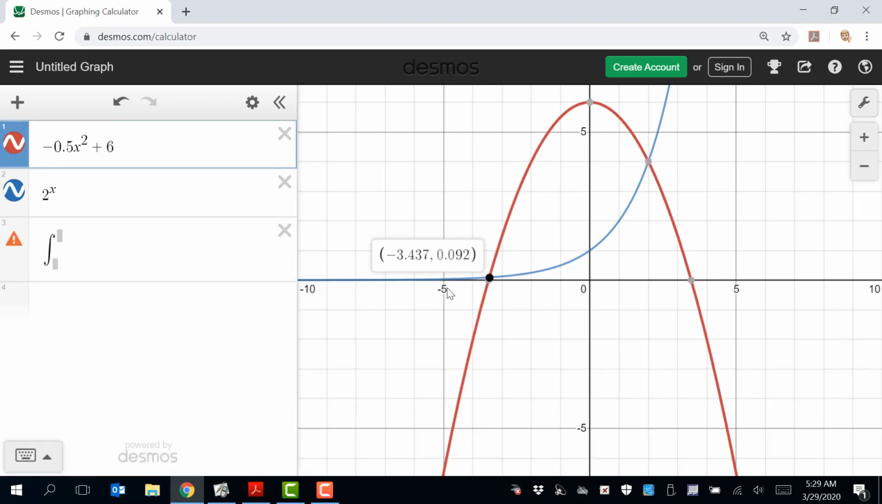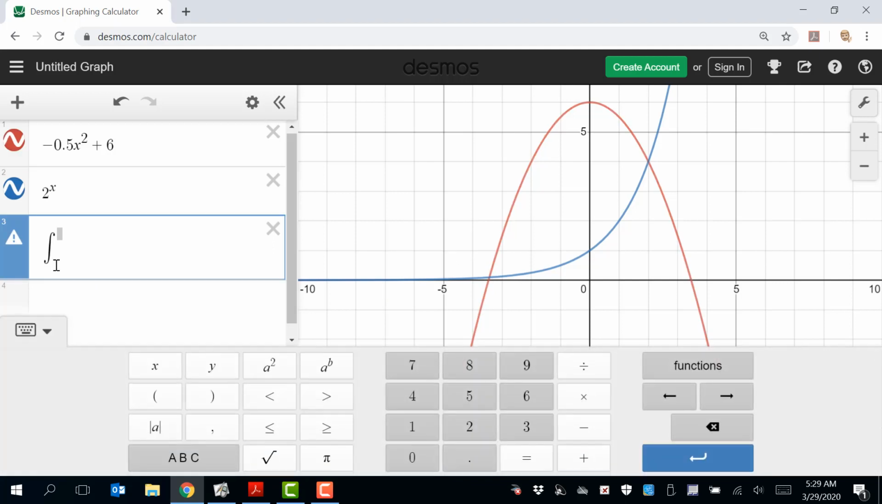So let's see, I need the lower bound. The lower bound was negative 3.437, I think it was. The upper bound is 2. And we're going to evaluate this integral. I like to put it all in parentheses. Curve on the top is negative 0.5x squared plus 6. That's my curve on the top, minus the curve on the bottom, which is 2 to the x. Now remember, again, to get the exponent, use the caret key.